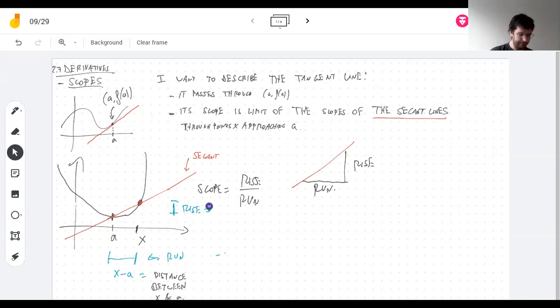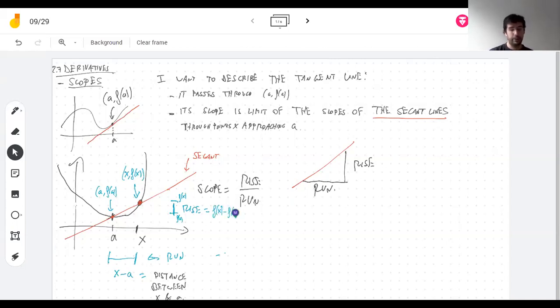So what are the y-coordinates of these points? Well, they're on the graph. So the y-coordinates are the values of the function. That's what being on the graph means. It means that your y-coordinate is the function applied to your x-coordinate. So the rise is the difference between f of x and f of a. So the rise is f of x minus f of a.